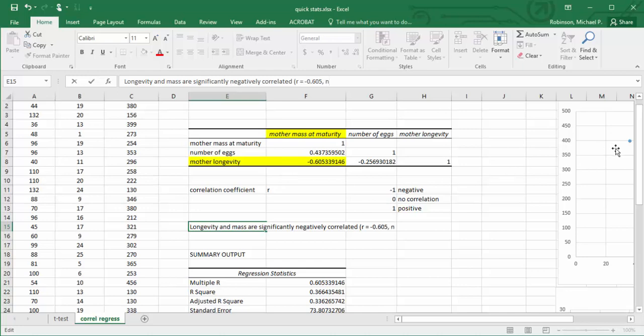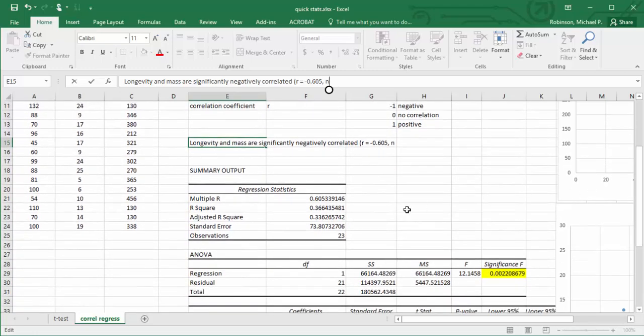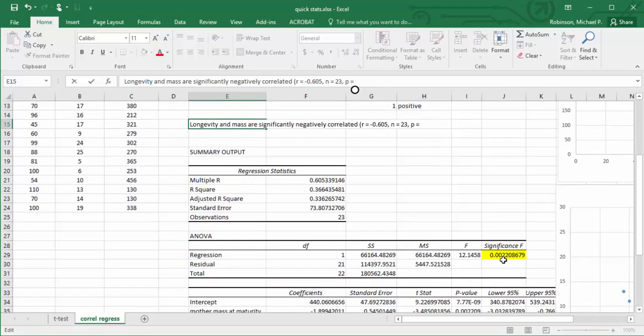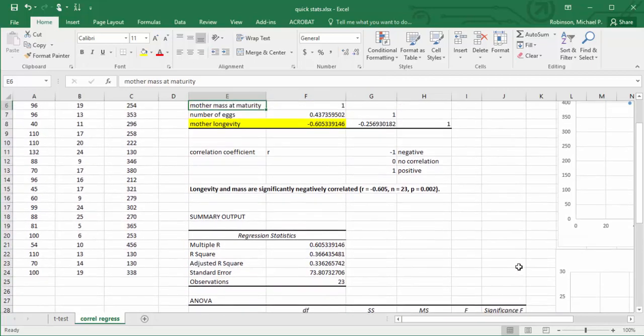And we should put our sample size. What's our sample size? 23 is equal to 23. And then we have to report our P. Our P is equal to 0.002. Okay? So that's what we could write in our lab report. Longevity and mass are significantly negatively correlated, and we give the information for that there. Okay? That's a correlation. That's all you have to do.